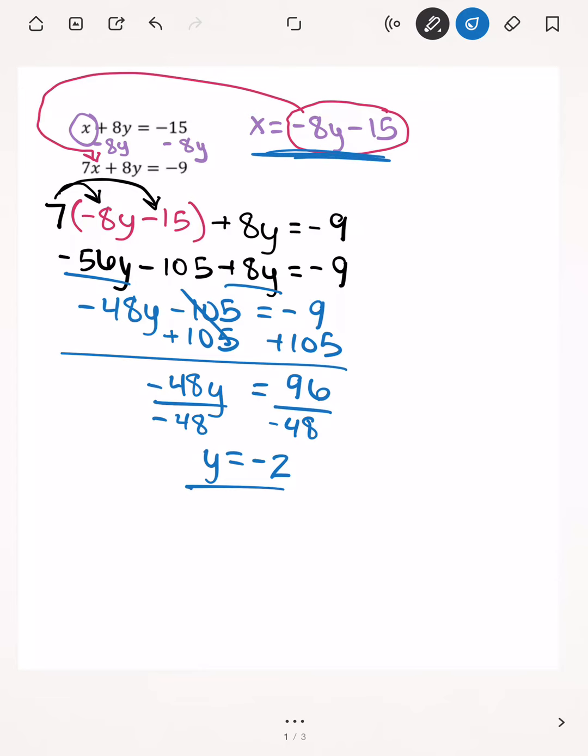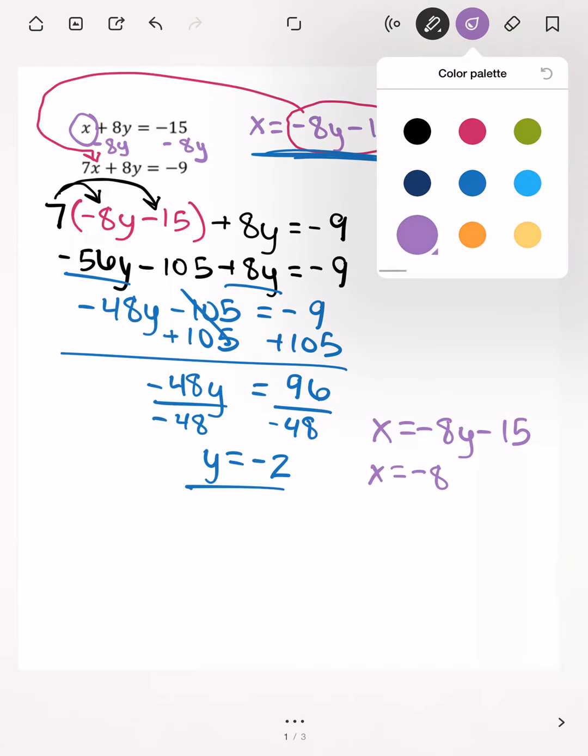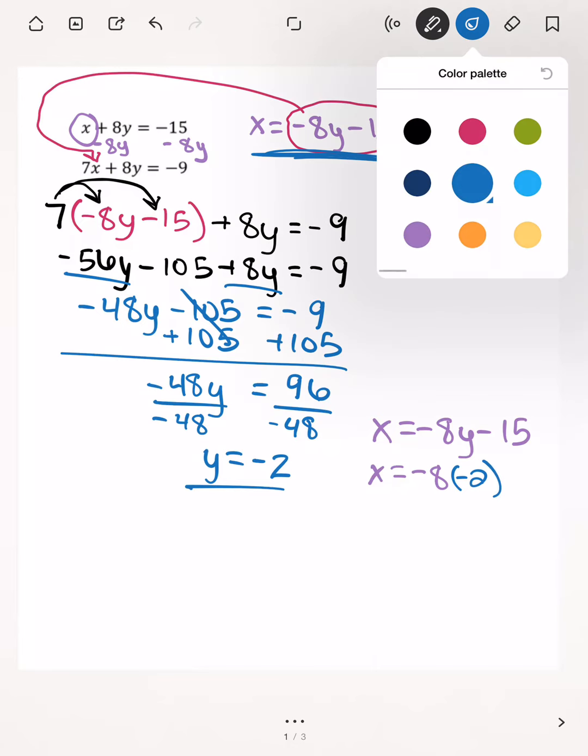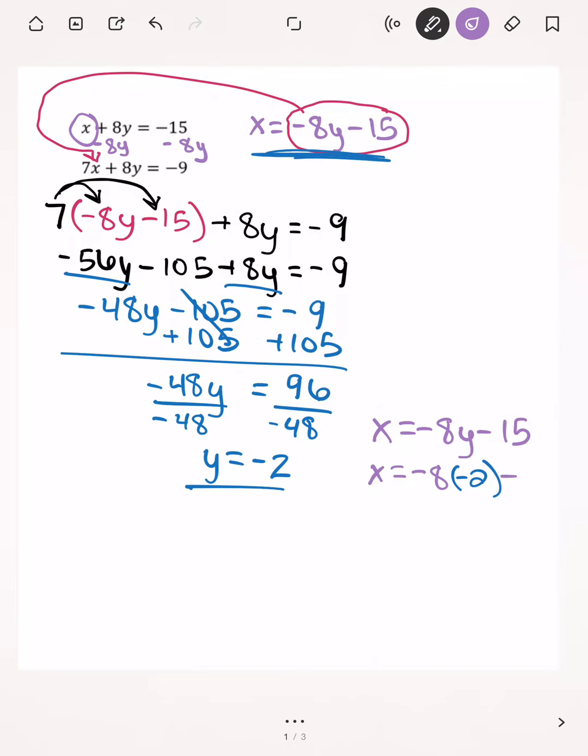I'm going to rewrite it. I have x equals negative 8y minus 15, but now I'm going to substitute in negative 2 for the y. So I have x equals negative 8 times negative 2 minus 15. Negative 8 times negative 2 is a positive 16, minus 15, so x equals 1.